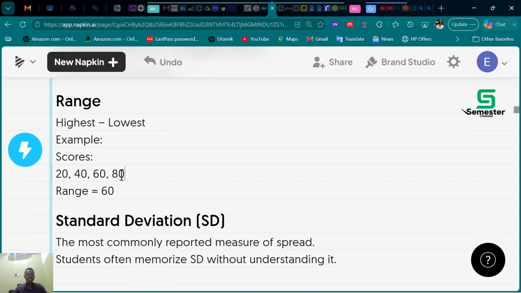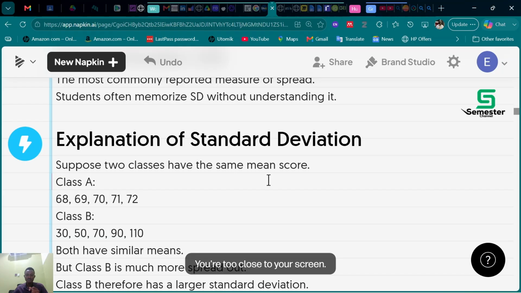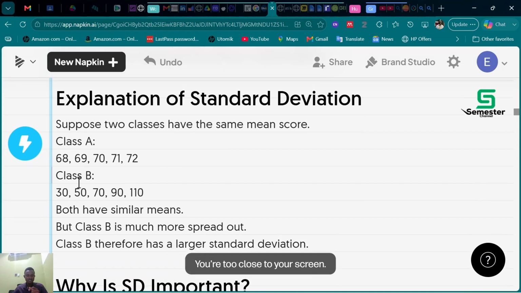So the highest value is 80, the lowest value is 20. So we have our range to be 60. As I mentioned earlier, all of these things could be calculated by the statistical tool you'll be using. Standard deviation just tells you how spread your data is and how close it is to the mean score or your true value. So suppose two classes have the same mean score, right? When you calculate this, both have similar means, but class B is much more spread out, right?